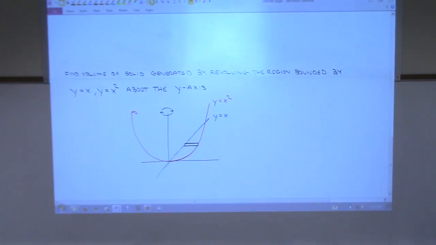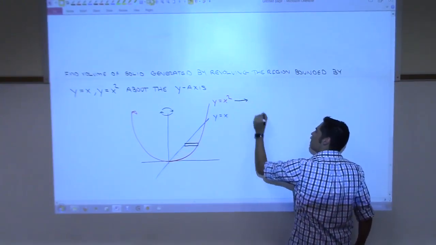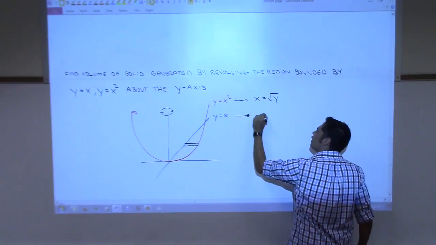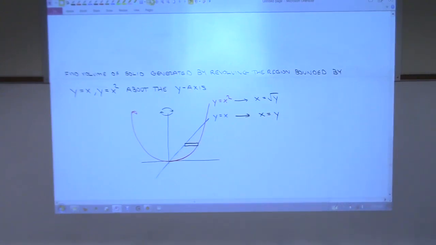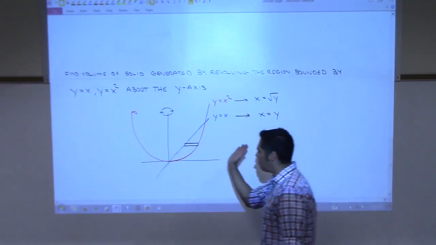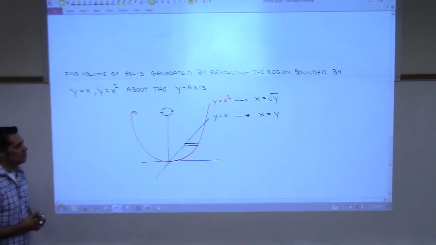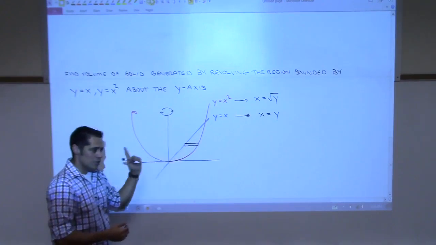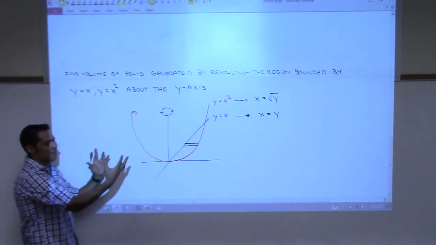What am I doing? I forgot. Get them in terms of y. So solve these for x. If I solve that for x, I'm going to get x is what? Square root of y. And this one's a little easier. x is just y. Keep that in mind because I'm going horizontal, everything's going to be with respect to y instead of x. So imagine these rectangles are going to be spun around creating washers. And I'm going to move the rectangles up and down to create all these washers and eventually create the entire solid.